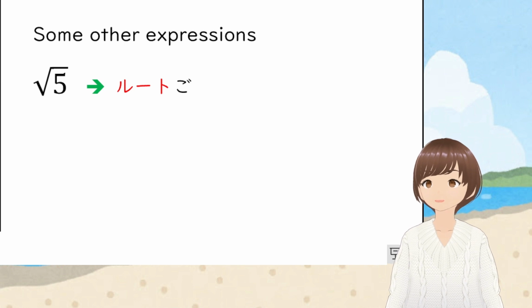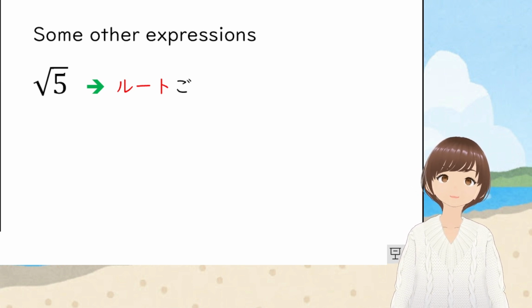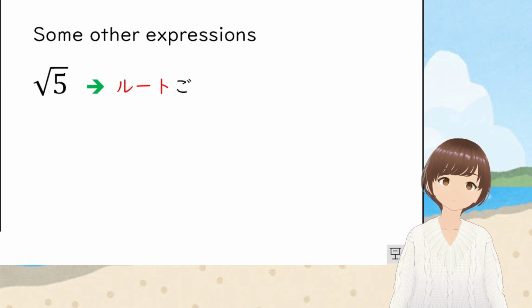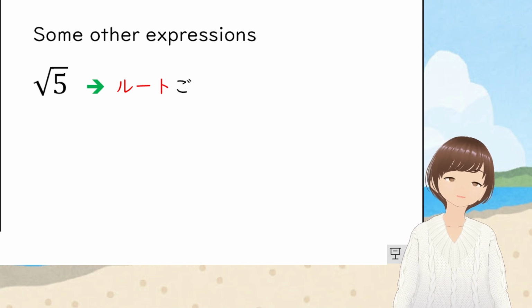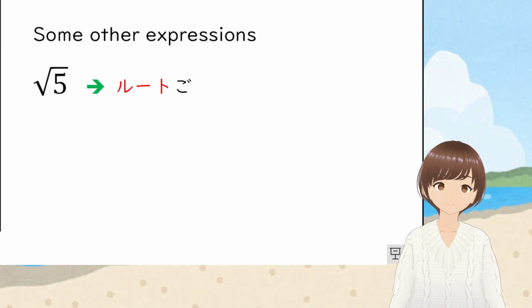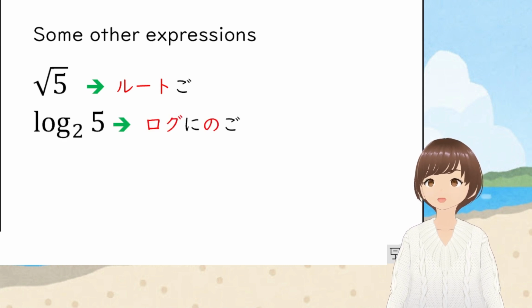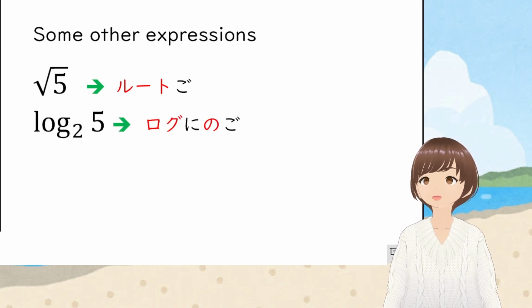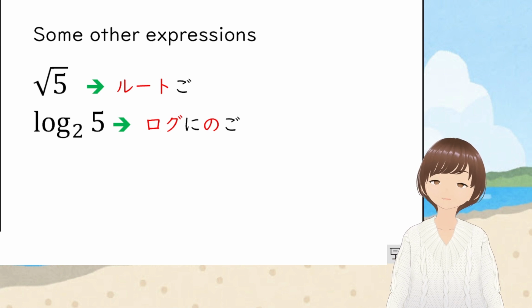So other numbers, square root is read as ruto in Japanese. So square root of 5 is read as ruto 5. This one is read as log 2の5.